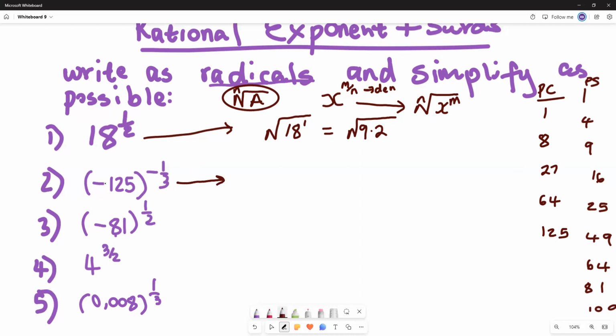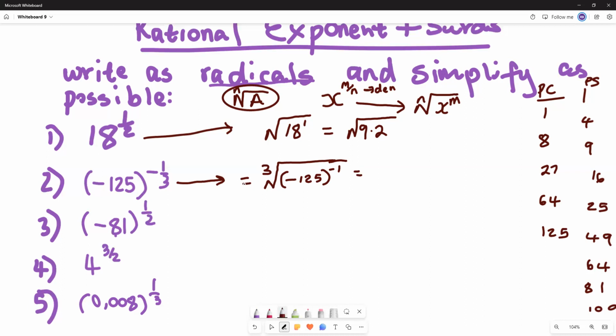Okay, so we're going to do this one. On this one, the denominator is 3. If the denominator is 3, it means you have a cube root. So remember, the 3 you show. So you have the cube root of negative 125 to the power of negative 1. Okay, so we have converted into the radical. Now we need to simplify.